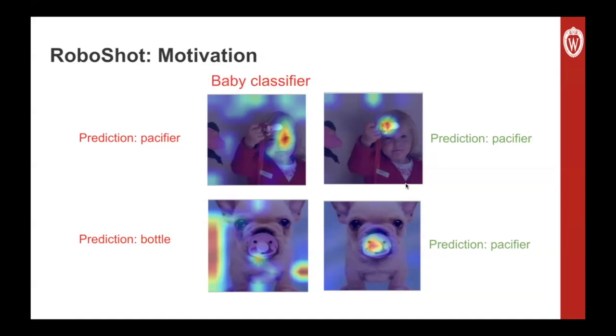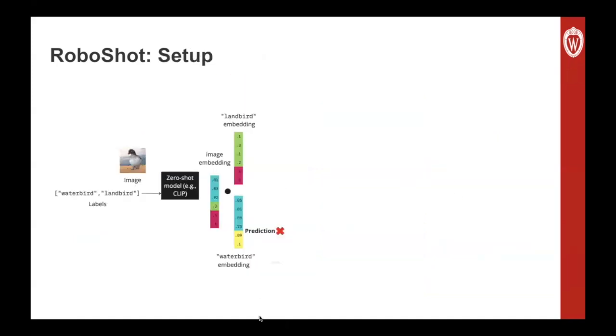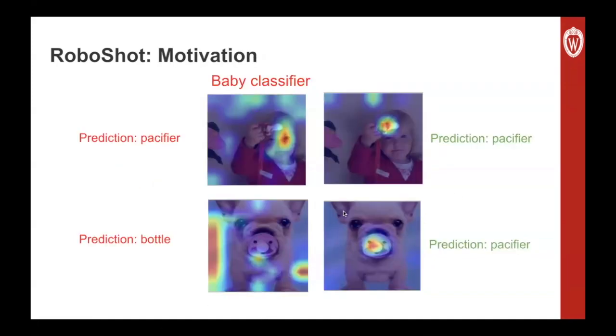Yeah, one quick question. Can you go back to the previous slide? What did you use to get these heat maps in these cases? Oh, I just took this from another paper, but this is usually done with GradCAM. With GradCAM, okay, thank you.